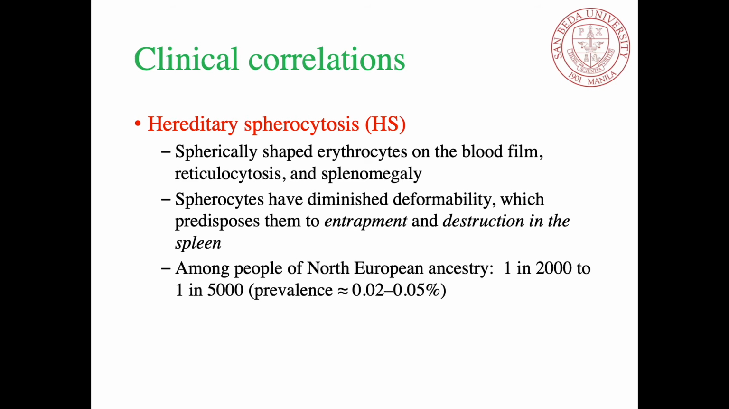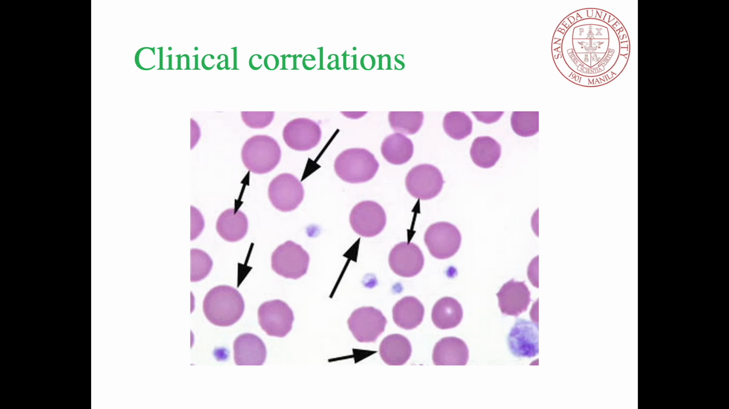HS is seen in all populations, but appears to be especially common in people of Northern European ancestry. In these individuals, HS affects as many as 1 in 2,000 to 1 in 5,000. This is what HS looks like on peripheral blood smear or blood film. Notice the loss of the normal central pallor of the erythrocytes. This is because the biconcave configuration is no longer maintained as the affected RBCs assume a spherical shape.